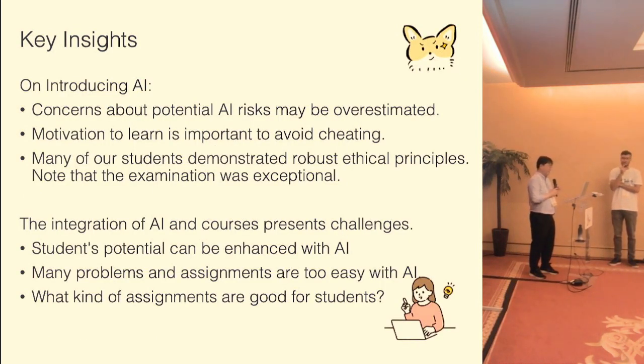Okay, key insight from the classroom experience. On introducing AI, the concern about the potential risk of student cheating is overestimated. Motivation is important to avoid cheating. And the integration of AI and course materials presents challenges. I think we can enhance the students' potential using AI, but many problems and assignments are too easy with AI. So what kind of assignments are good for the students?